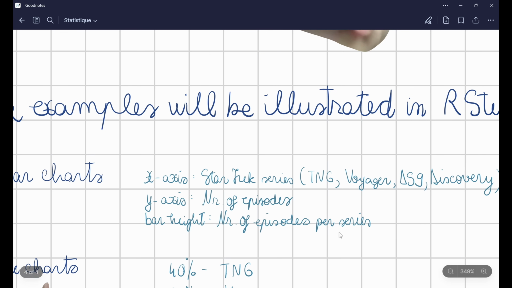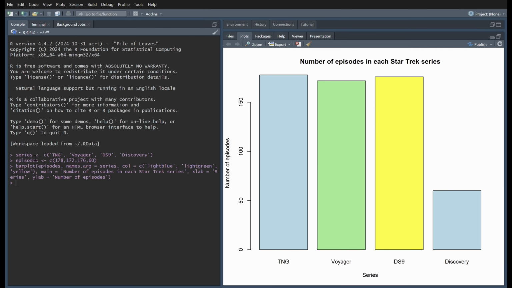Okay, now we will open R and get right into it. So as you can see, we have created two variables, one to store our series and one to store the number of episodes. Then we used the bar plot function to create our bar chart for the Star Trek episode counts. And this was the outcome.